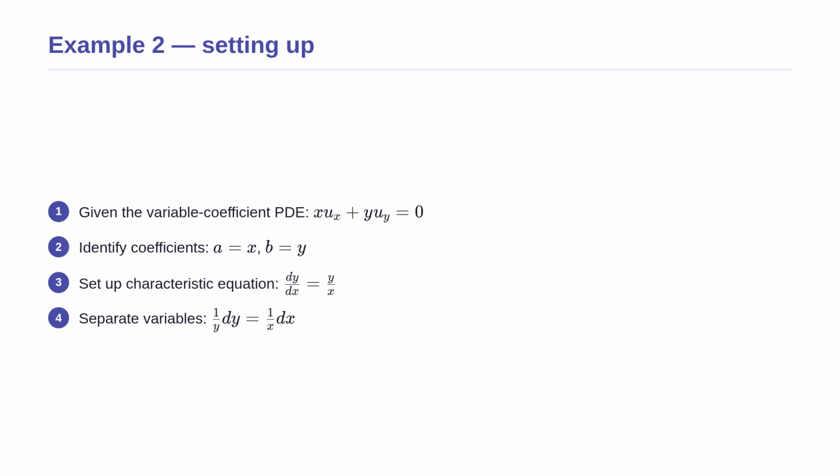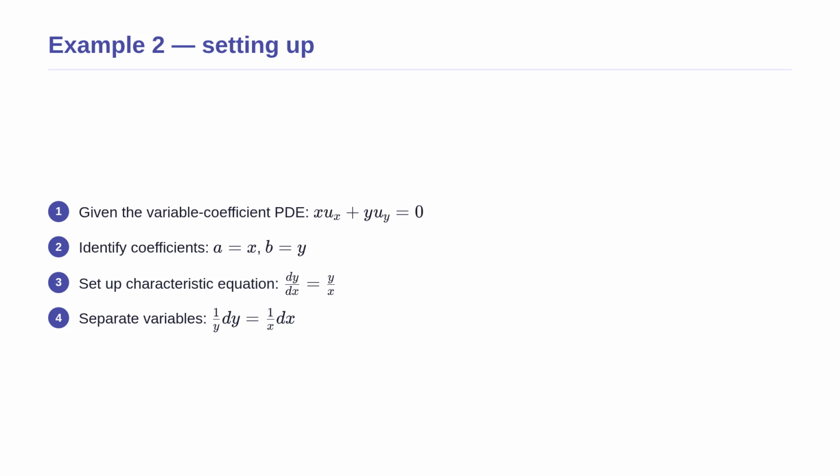Now that we have seen a basic example and its visual representation, let us look at a slightly harder example where the coefficients are variables, not constants. We are given the equation x times the x derivative plus y times the y derivative equals 0. We are asked to find its general solution.